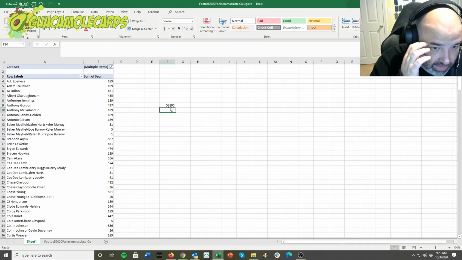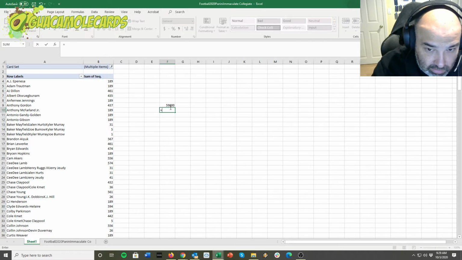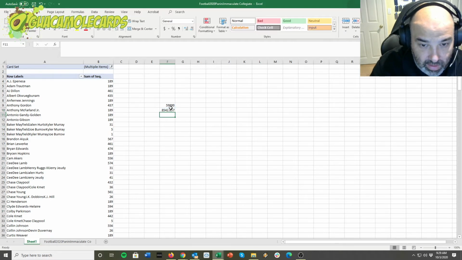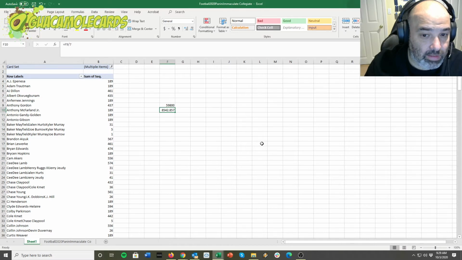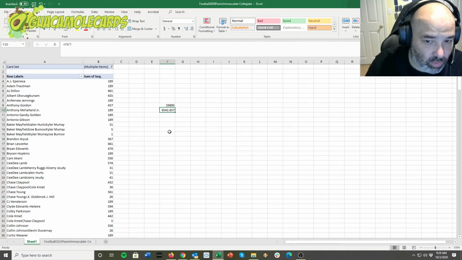We know there are 7 cards per box, so divide by 7. There are 8,500 boxes produced of this product, assuming every card actually went out into circulation, which we just assume it does. It's a rough estimate, but it's pretty accurate.